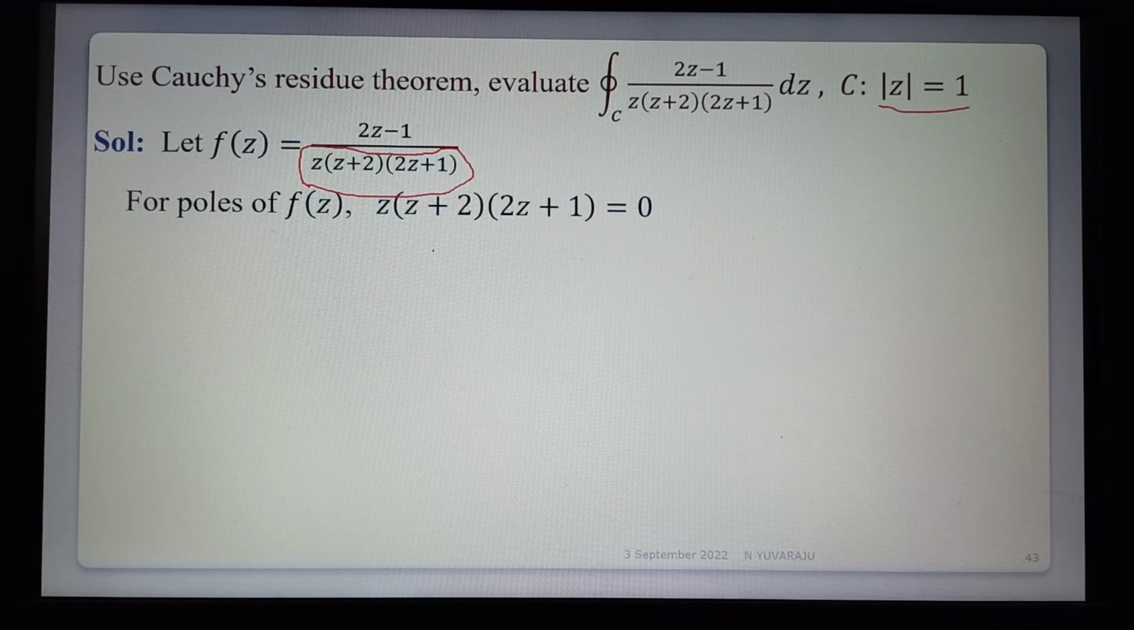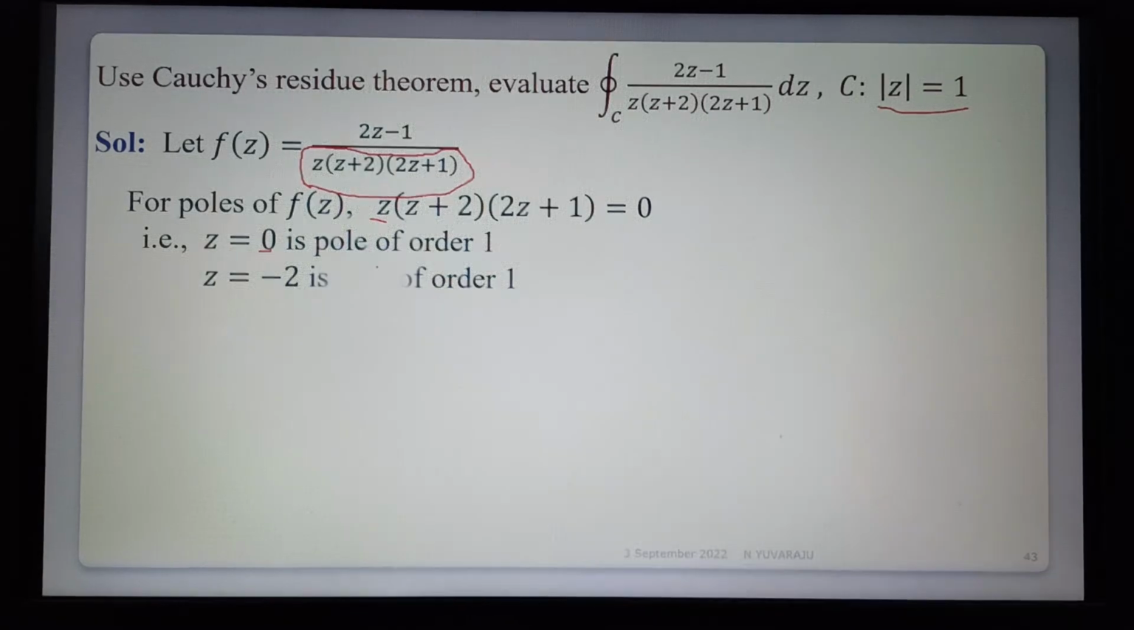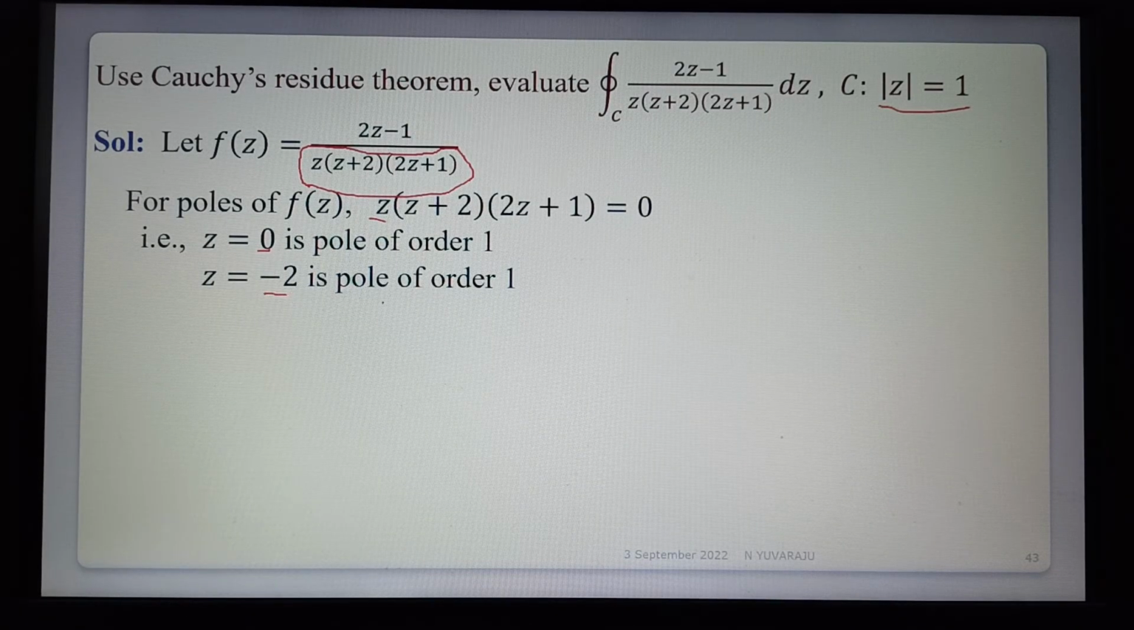Now what are the poles here? z equal to 0 is clearly a simple pole, because it is repeated only one time. 0 is a pole of order 1, a simple pole. Next, z equal to minus 2 is also a pole of order 1, a simple pole. Next, 2z plus 1 equal to 0 gives z equal to minus 1 by 2, which is also a simple pole of order 1. We are getting 3 poles. Are they inside or outside?